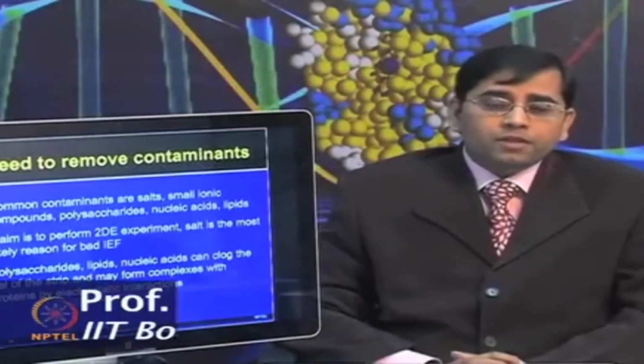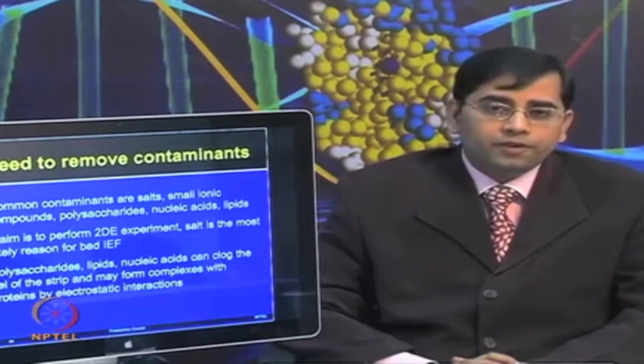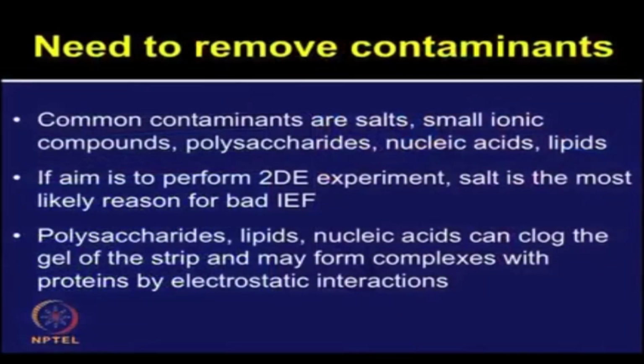So, we need to remove the contaminants, and these contaminants include salt, small ionic components, polysaccharides, nucleic acids, lipids and many other small interfering components. If your aim is to perform a two-dimensional electrophoresis experiment, please ensure that you have removed salt very efficiently. Otherwise, it is going to interfere in the isoelectric focusing step.